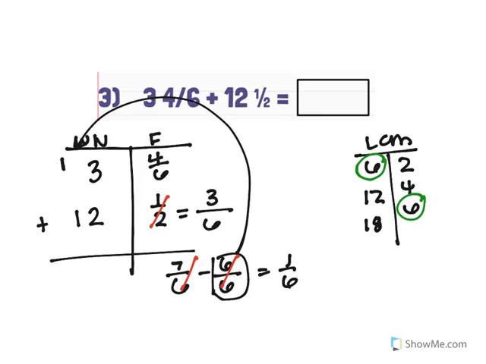Now we can add up the whole number side. 1 plus 3 is 4, plus 12 is 16. So our final answer is 16 1/6.